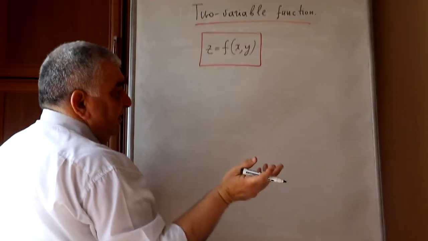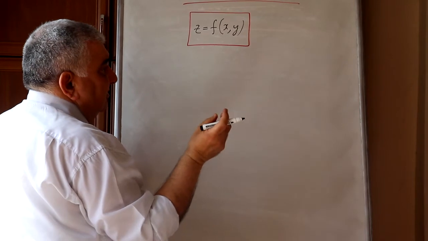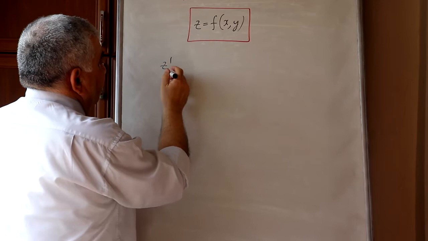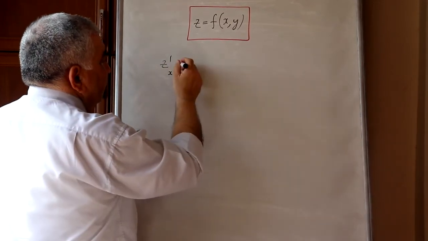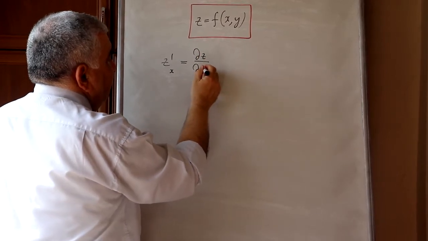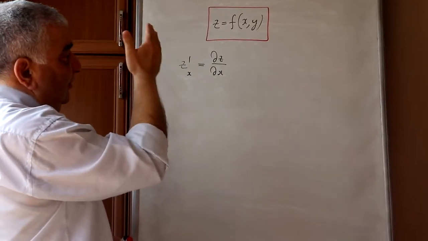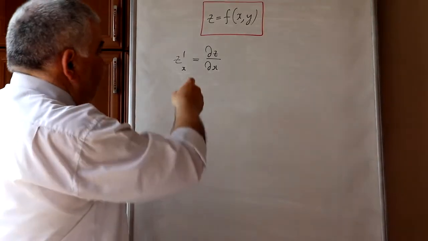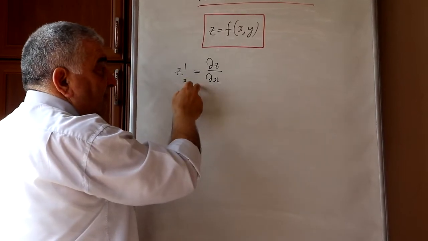and the first partial derivative with respect to x is denoted in the following form: z prime with respect to x, or dz over dx. It is the notation of the first order partial derivative with respect to x. Here y is considered a constant value.